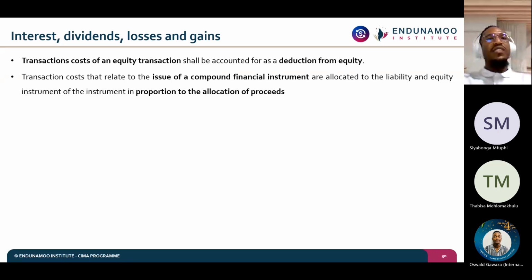And if there are transaction costs that relate to the issue of a compound financial instrument, you will have to allocate those transaction costs on a proportionate basis. So meaning you will have to do a proportional calculation of sorts and allocate the transaction cost to the equity component as well as the financial liability component. But this is beyond the scope of your syllabus in the CIMA course. Just know this as the backdrop of the knowledge background of the theory.